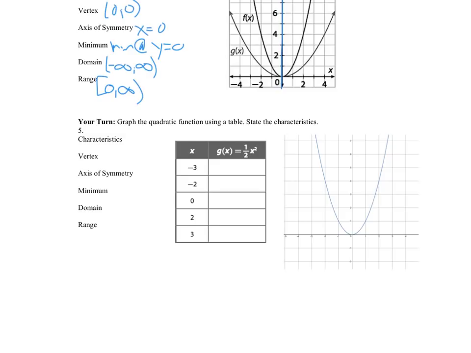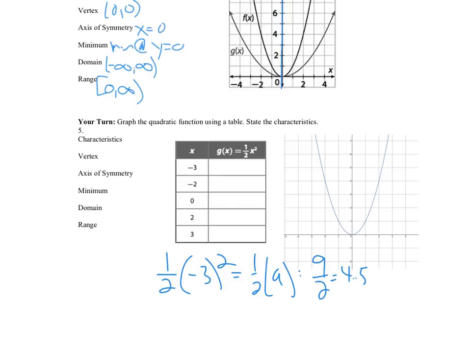All right, so we want to graph the quadratic function using a table. So as we do this, to learn how to graph it, we have our parent function there. What I'm going to do is the first couple before you get started, and then you're going to fill in the rest of this. So I'm going to substitute negative 3 in. So I get 1/2 times negative 3 squared. Negative 3 squared is 9, so that gives me 1/2 times 9, which becomes 9 over 2. Or to make it a little easier to graph, we get 4.5.